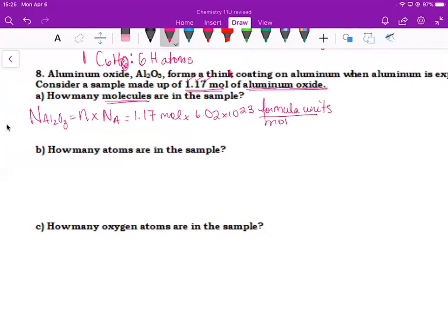Okay. Why is it a formula unit? It's because it's ionically bonded. Okay. So I'm going to multiply those together. 1.17 times 6.02 times 10 to the 23 equals 7.0437 times 10 to the 23. What's the correct answer following significant digits? There's going to be 3 significant digits, so 7.04 times 10 to the 23.